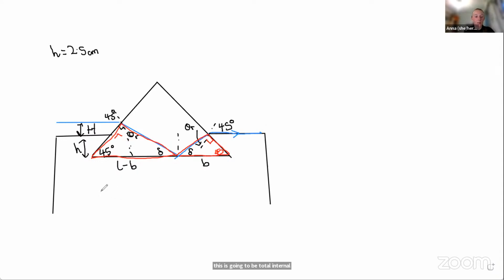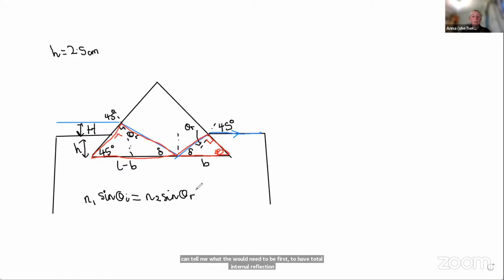So if I write down Snell's law again, who can tell me what theta r would need to be for us to have total internal reflection? At what point is it kind of not being refracted anymore?